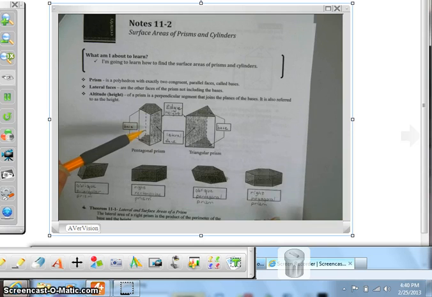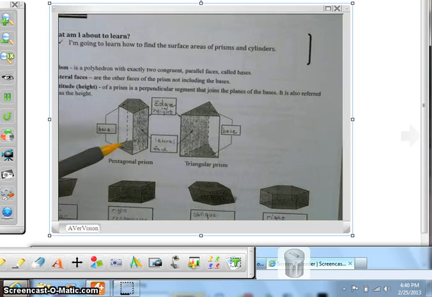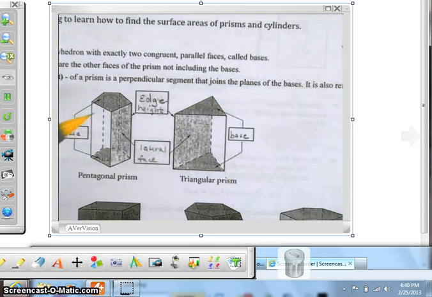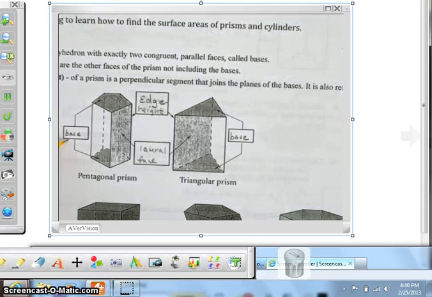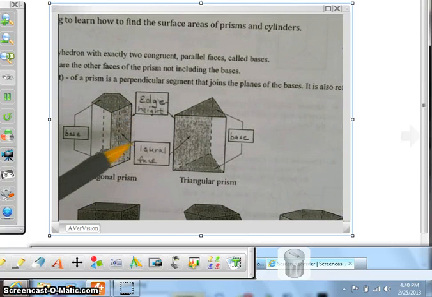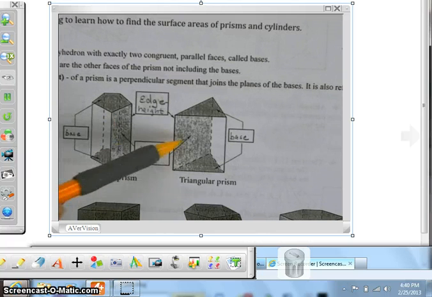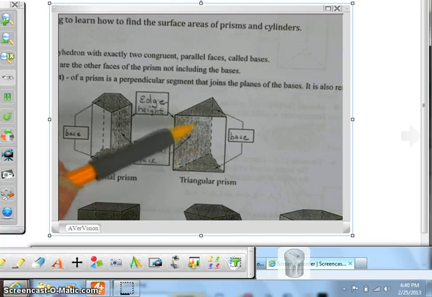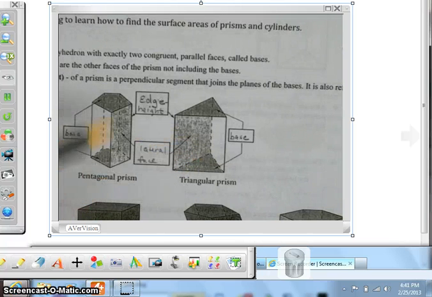So as you can see, I've labeled these, and let me zoom in so you can see a little better. Okay, so your top and your bottom are the bases. Your lateral faces are the front, all of these faces, front and back and sides. We have a lateral edge. The lateral edges are the edges where your faces come together.